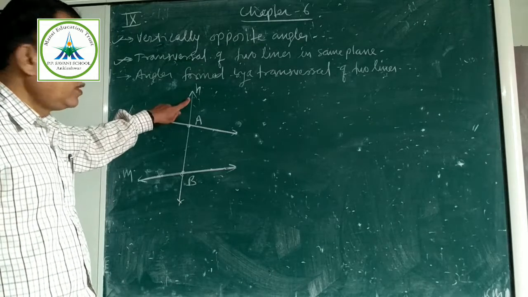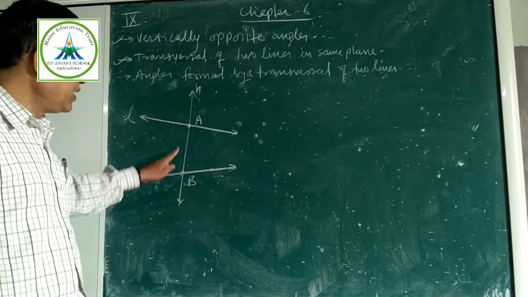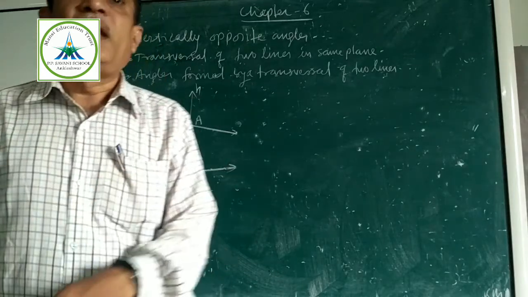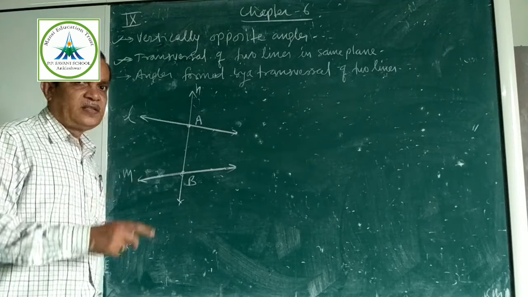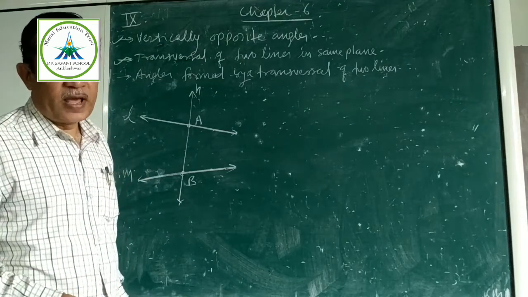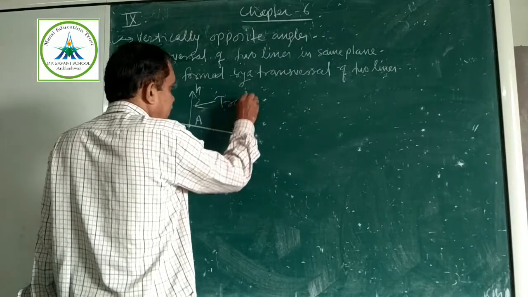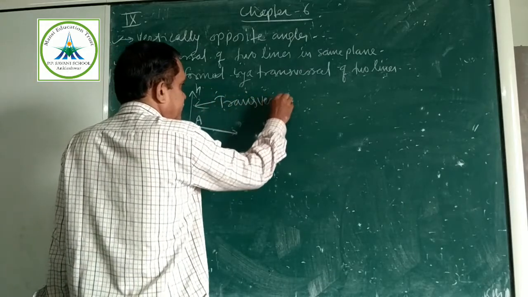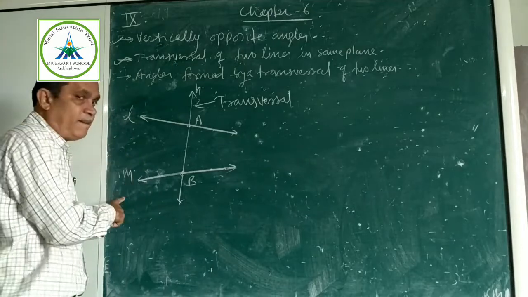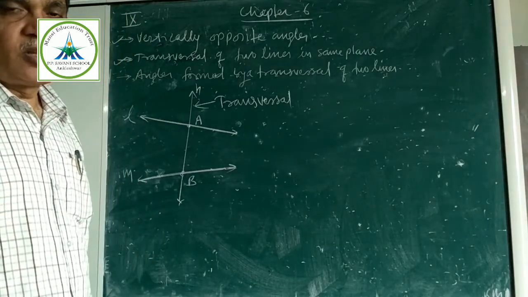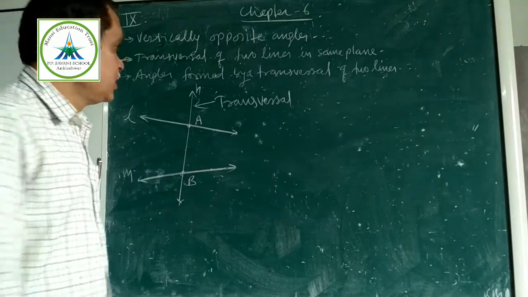Okay, such a line that intersects two lines at distinct points is known as a transversal. So this is known as the transversal of lines L and M. And line N is known as the transversal of lines L and M.